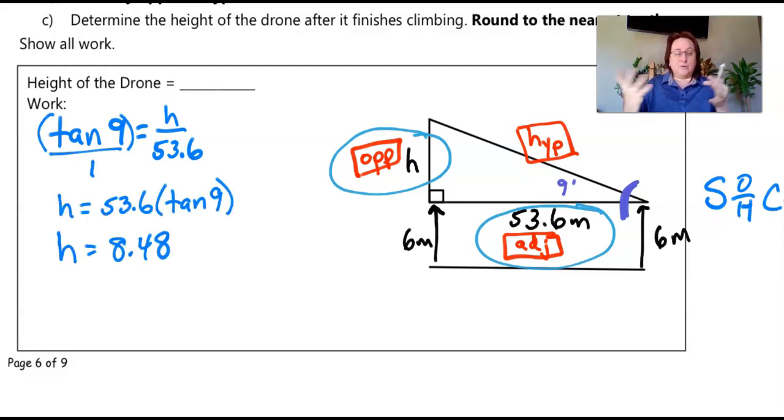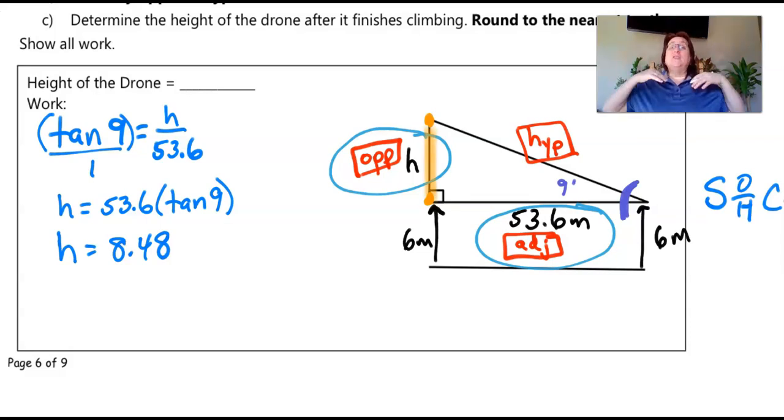All right, how'd you do? Okay, the height, which just represents right here. And actually, I'm going to highlight what that H represents. That represents from this point to this point. So right here, that is 8.48.